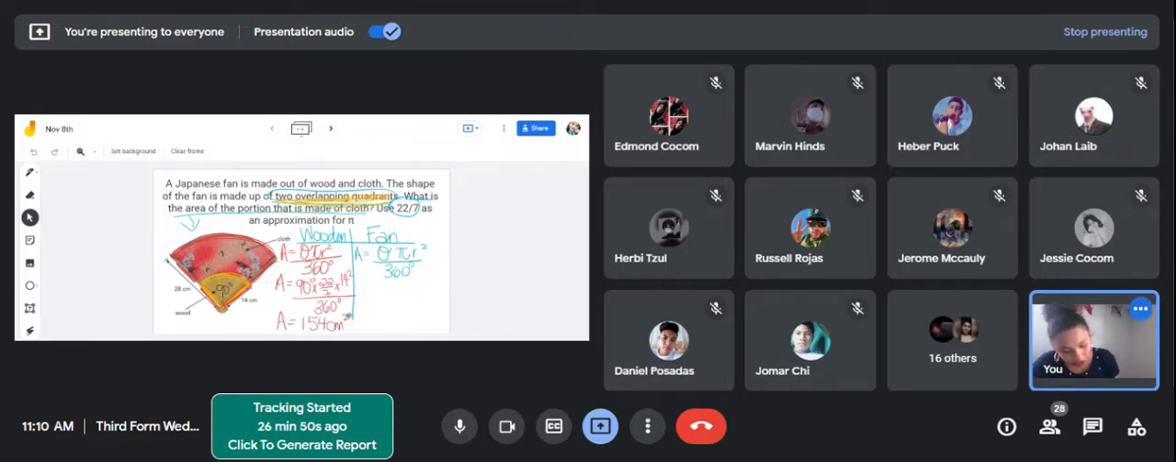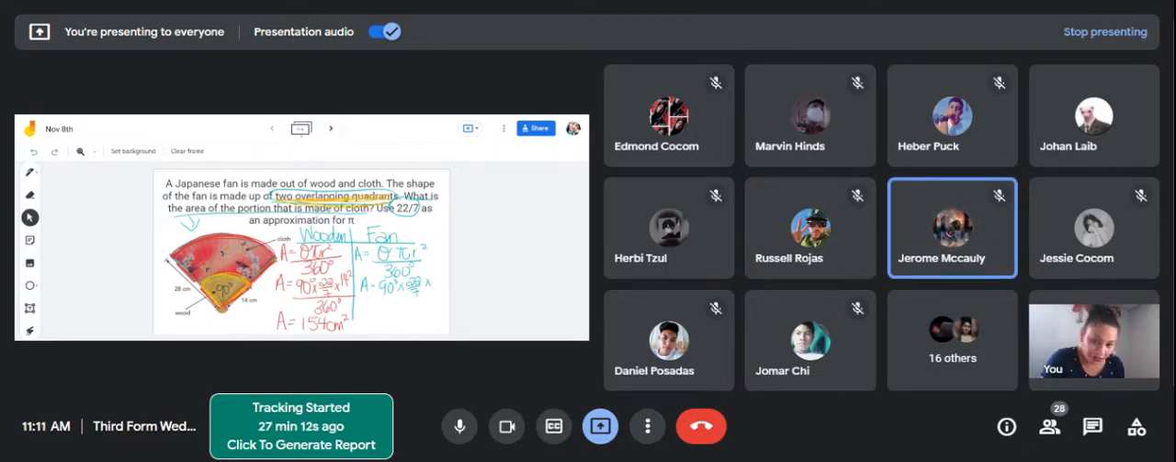Okay. So now we're going to be doing the same thing, but for the entire fan. So I'm going to have the area is equal to 90 degrees because it's the same degree for both of them, times 22 over 7 times what is your radius? 14. 14, miss. Are you sure?